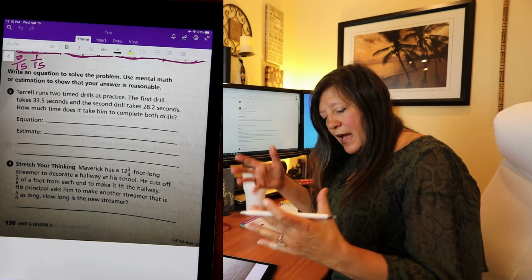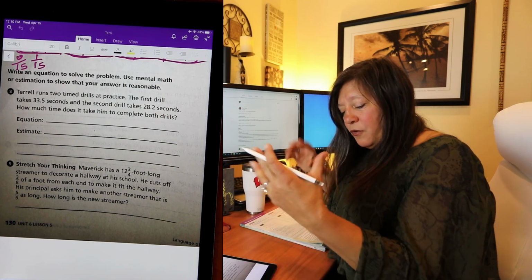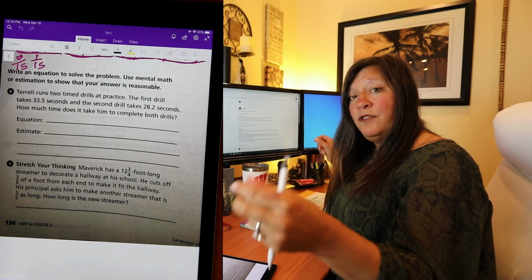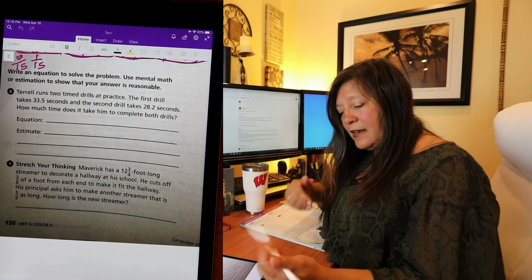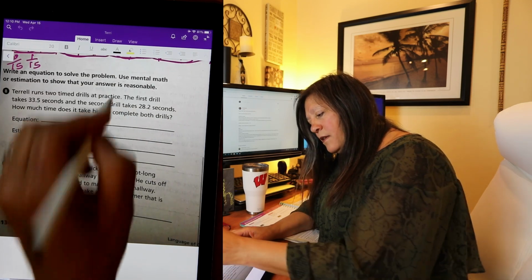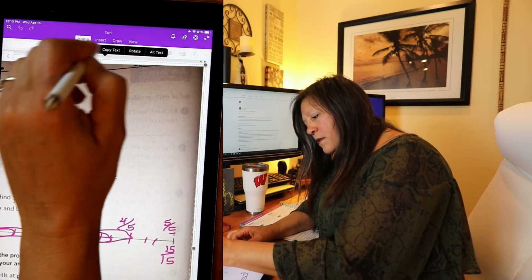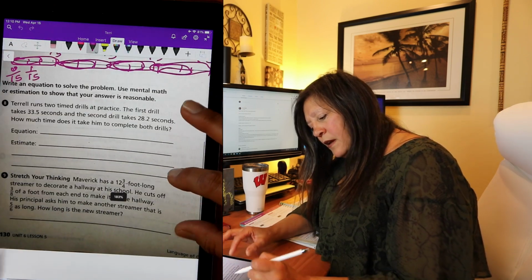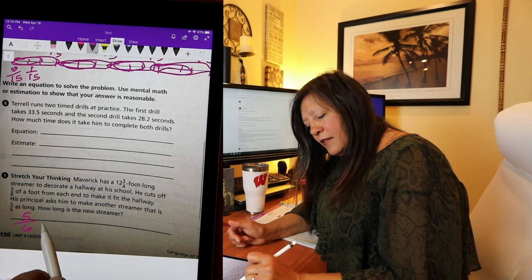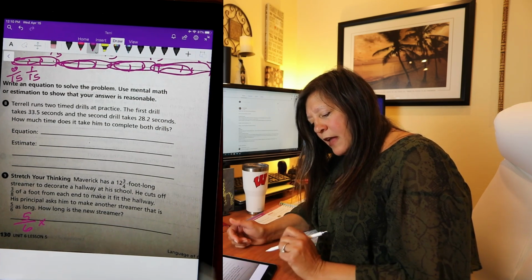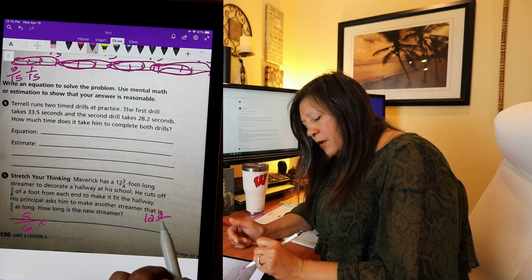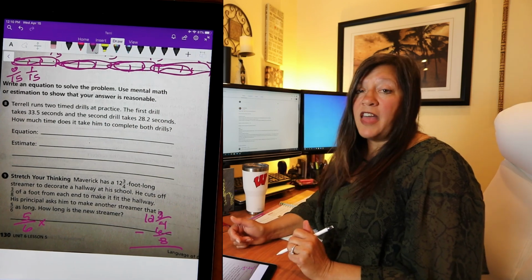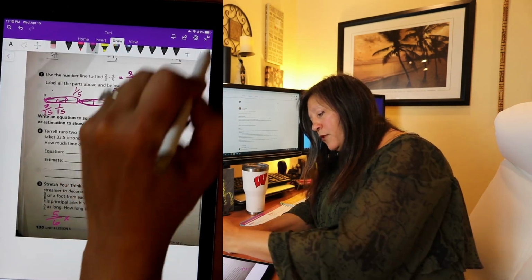So first you have to figure out how long the streamer was. 12 3/4 minus the 3/8 on this end and the 3/8 on this end. So 6/8 altogether. Subtract that, and then you're going to take 5/6 as long, that means 5/6 times that total. Once you get your 12 3/4 minus your 6/8, get a common denominator, take 5/6 of that, and that's going to solve your problem for you.